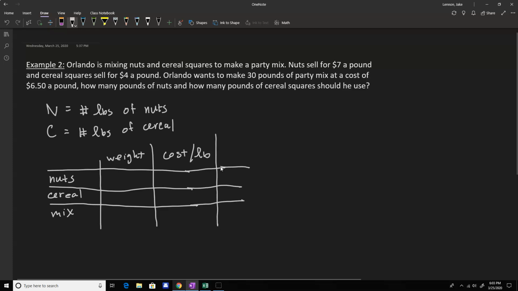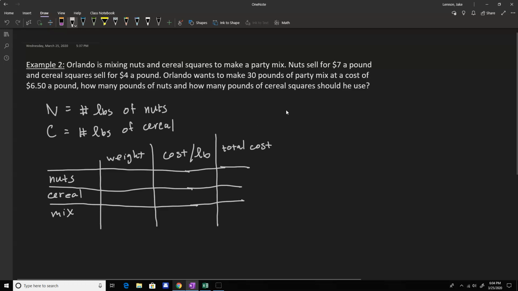That will help us get our equation, because the actual problem is also involving the total cost, right? Because we know the total cost, since we know the total amount they want to use and the cost per pound. So let's look at that first. Let's go ahead and fill in the information.